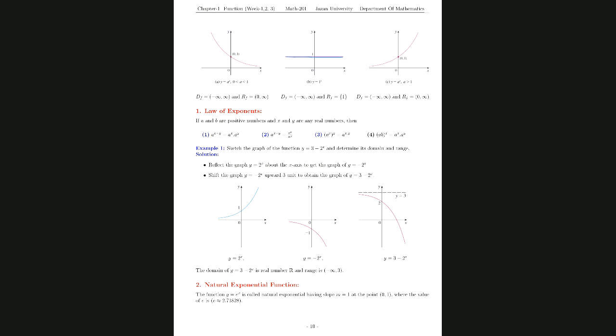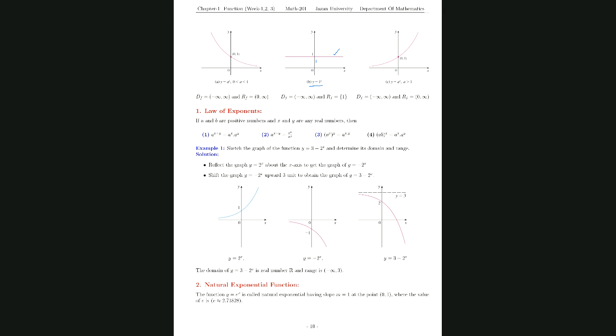So here, what is the condition? This number a is between 0 and 1. Just remember, whenever a is between 0 and 1, the graph is always this way. And when a is equal to 1, that means 1 power x, the graph is always a horizontal straight line, and this distance is 1.